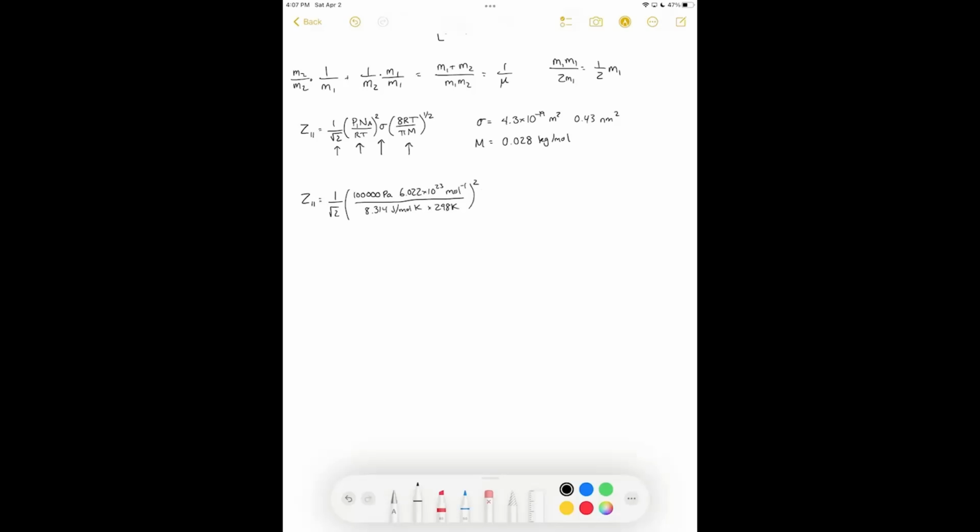and squaring that. Then we take our collisional cross section, 4.3 times 10 to the minus 19th square meters, and then we will have 8 times the gas constant again, 8.314 joules per mole Kelvin, times the temperature again, 298 Kelvin, over pi times the molar mass, 0.028 kilograms per mole. And this is a square root.